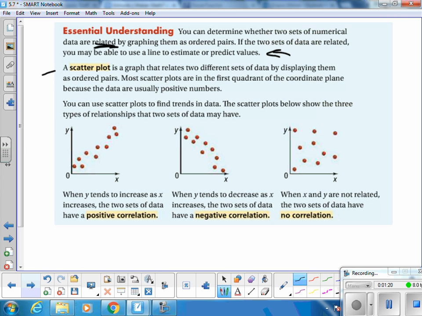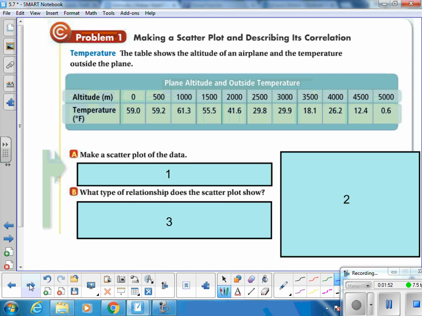The scatter plots below show the three types of relationships that two sets of data may have. Like for instance, this data would show a positive correlation happening. As the data is plotted, we can see the information going up. In the second graph, we can see that the relationship is going down. We call that a negative correlation. And then there's somewhere we can't even draw a line at all, like in our third graph, and we would call that no correlation. We cannot see any patterns, any trends happening here. So we'd call that no correlation.